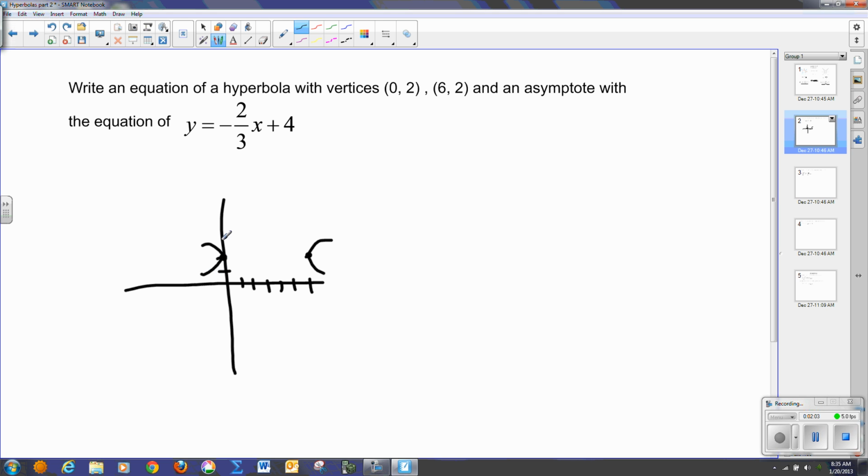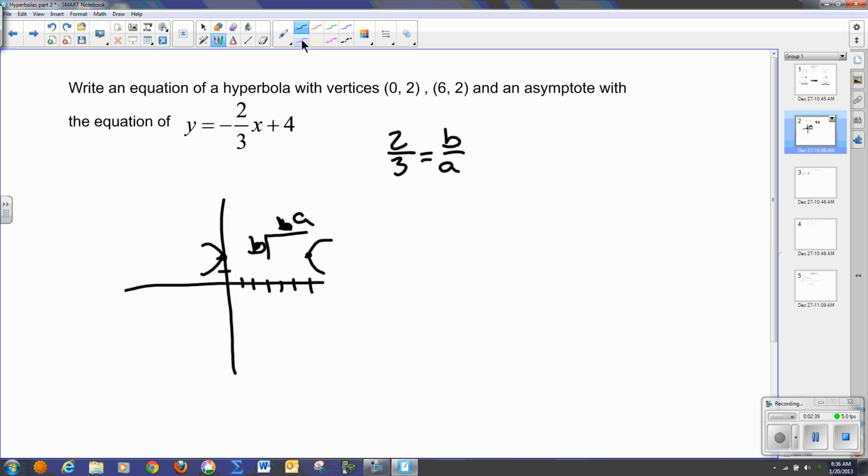So that means when I find my asymptotes, I know that they're going to have a slope of rise over run, and the run will be A in this case, since I go to the vertices. So now, since I have my slope here, I have 2 over 3 as my slope, and I just said that A is my run. So A is the bottom, B is my rise.